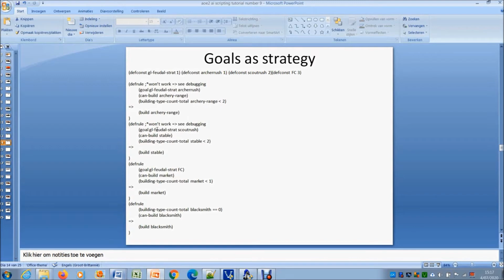If the goal is set to scout rush and we can build stables, it will build 2 stables. If the goal is set to fast castle, it will build 1 market. In any case, it will build 1 blacksmith. This won't work, which we will see later in debugging why not. It's something extremely subtle.